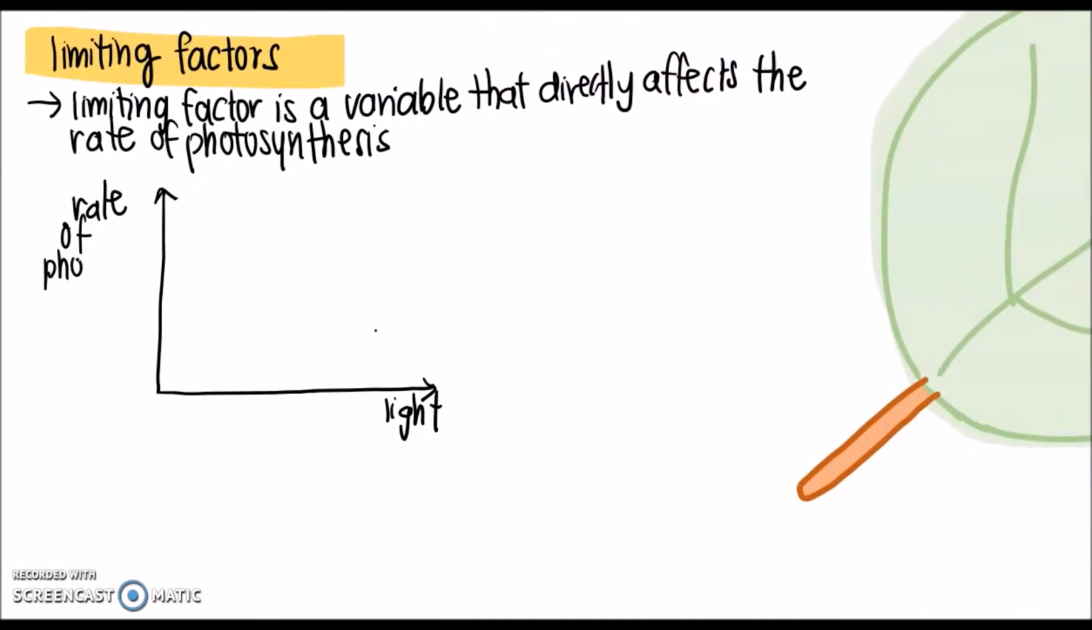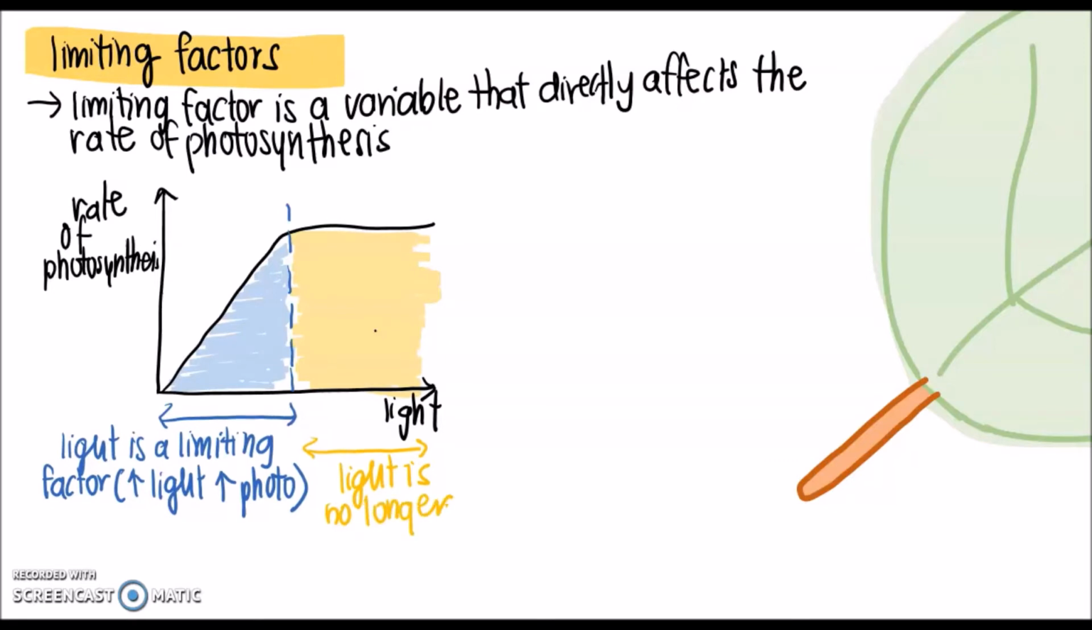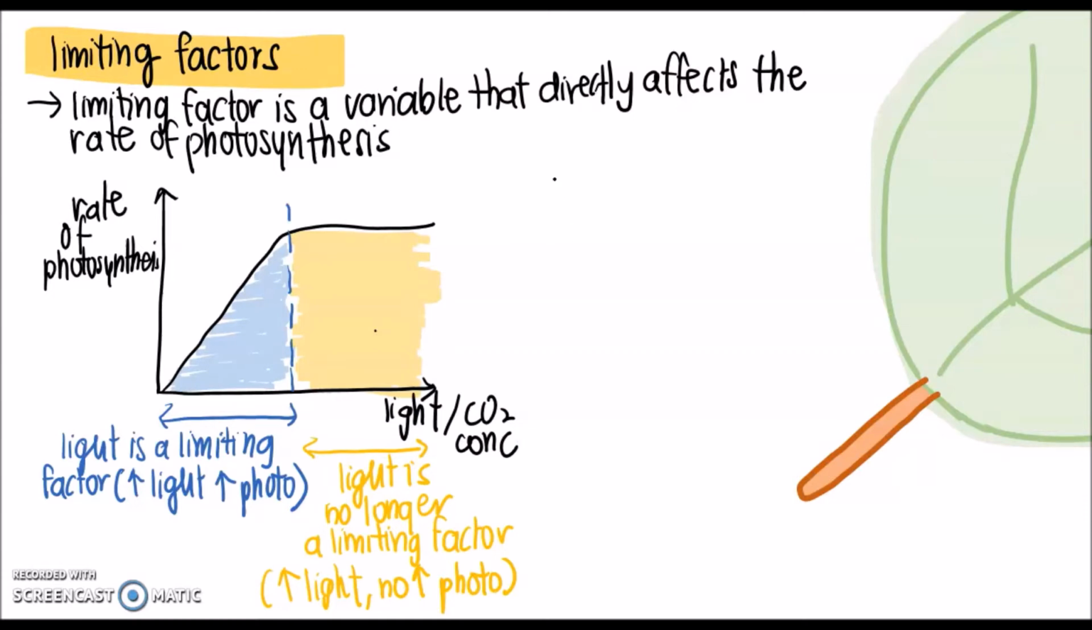If we look at the graph, we have light and rate of photosynthesis. This is something that's familiar. In the first half, light is a limiting factor, because an increase in light, you can see, increases photosynthesis. There is a sloping up region. But after that dotted blue line, you realize that an increase in light no longer increases photosynthesis. So light is no longer a limiting factor in the yellow zone. This same graph also applies for carbon dioxide concentration.